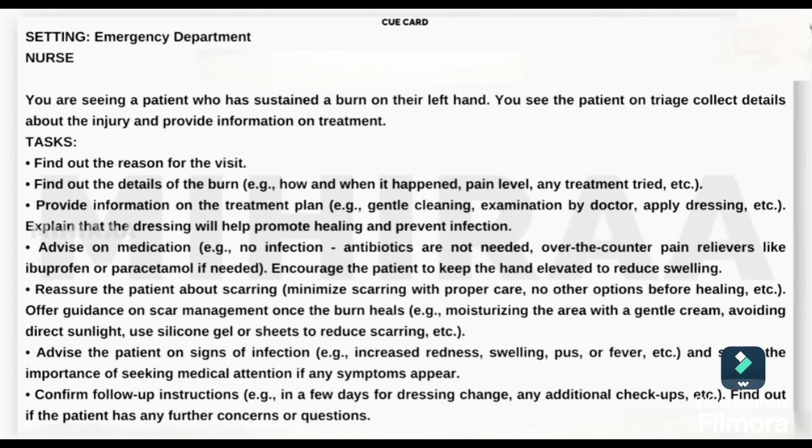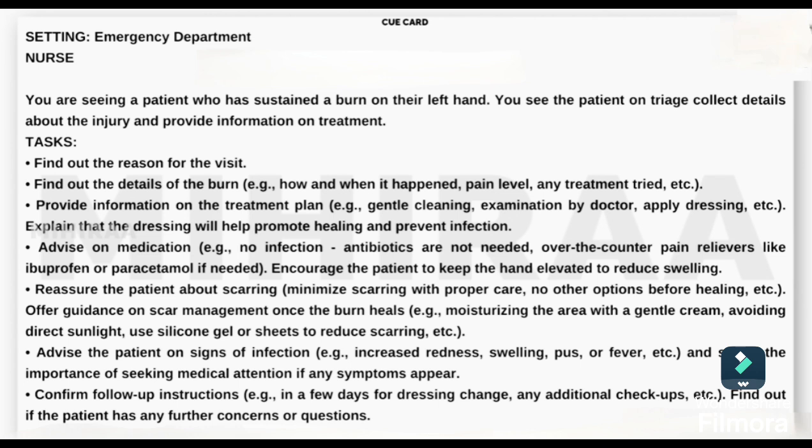Oh, I can truly understand your concern regarding scarring, but no need to worry, Joseph. I will give you some information regarding scar management. According to the size of the scar, we can manage with some home remedies. We can take proper care of the scar, but please wait until proper healing. After healing, I will give you some guidance. You can just follow that. Keep it in your mind for now. Once the burn heals, please moisturize the area with a gentle cream. Please try to avoid direct sunlight.